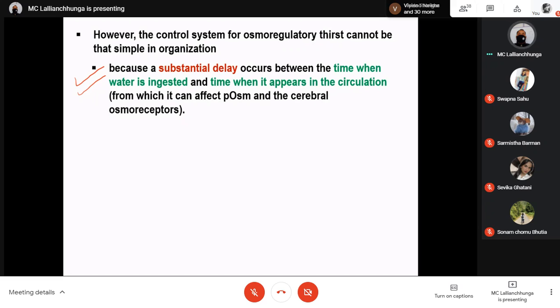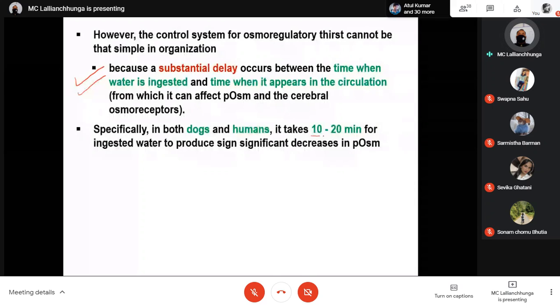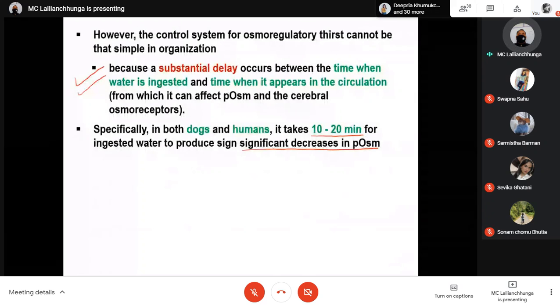Okay, thirst satiation. It is impossible to have that thirst satiation until water is reabsorbed through the wall of the digestive tract and reaches the bloodstream. So theoretically, or practically, it will take time. Specifically, in both dogs and humans, it takes 10 to 20 minutes for ingested water to produce a significant decrease in plasma osmolarity. So this is very clear.